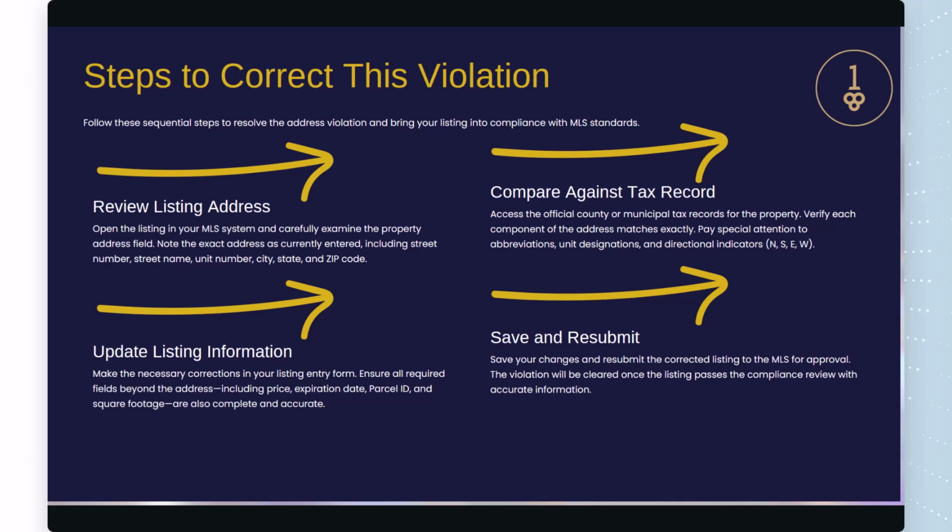Next, you'll want to access the public record system and compare every part of that address to what's in your listing. Pay special attention to abbreviations, unit designations, and directional indicators like north, south, east, west. You get the deal. After that, you'll want to make any necessary corrections in the listing entry form. While you're there, also confirm any of the other information that may need to be updated. And once your information is updated and correct, go ahead and save your changes and resubmit that listing to the MLS. The violation will be cleared once the updated listing passes compliance review with accurate information.